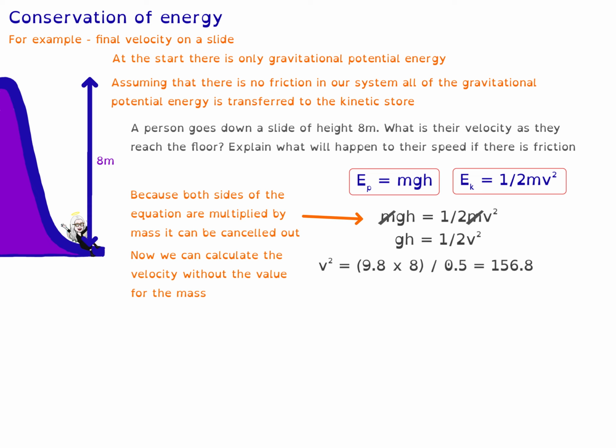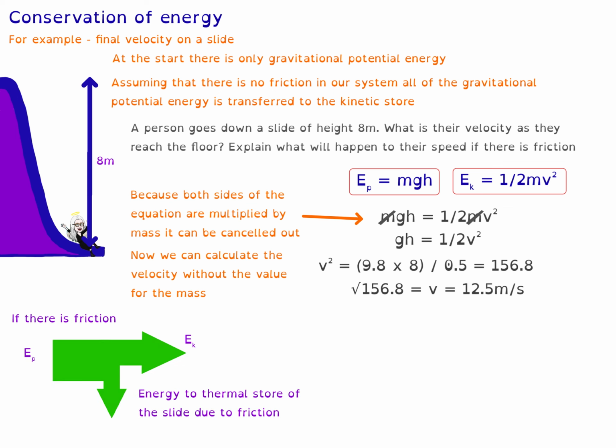Rearranging for v squared gives us 9.8 multiplied by 8 divided by 0.5 gives us v squared of 156.8. This is v squared and not v, so we need to do the square root of this to get v, our final answer. And the square root of 156.8 is 12.5 metres per second.